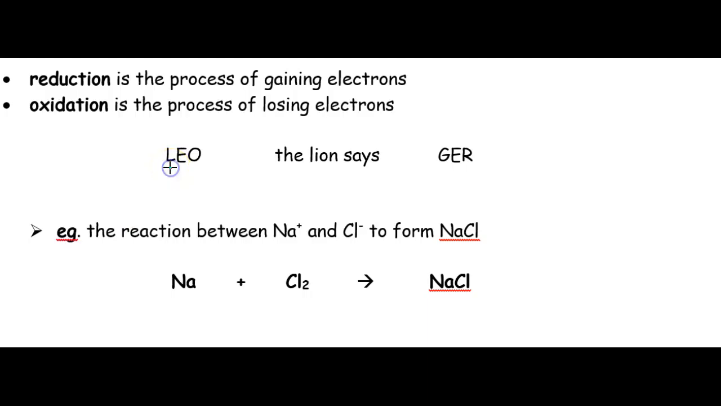So Leo the lion says grr. Each of the letters in this stands for something. So loss of electrons, okay, loss of electrons is oxidation. Whereas if I gain electrons, then I call that reduction. And there I go.